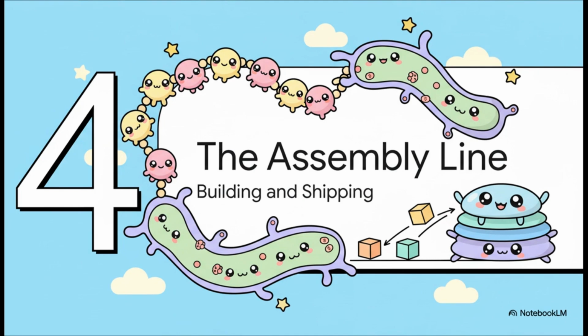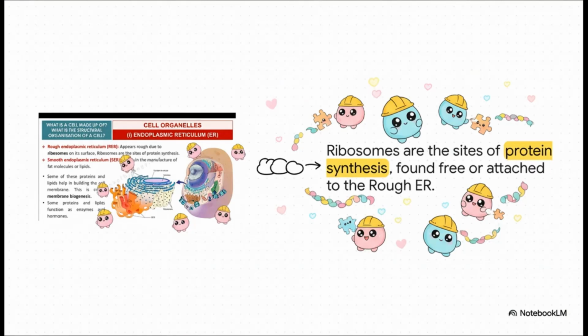Welcome to the industrial heart of the cell, a super busy assembly line of organelles that build, process, and ship out everything the cell needs. This whole operation kicks off with ribosomes. These are the tiny construction crews of the cell. They read the instructions sent out from the nucleus and start assembling proteins, which are the fundamental building blocks for just about everything. You can find them floating around freely or attached to other, bigger organelles.